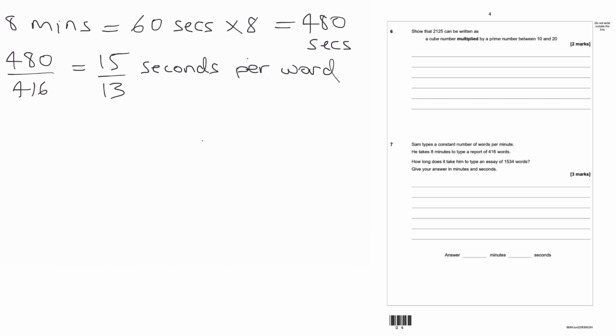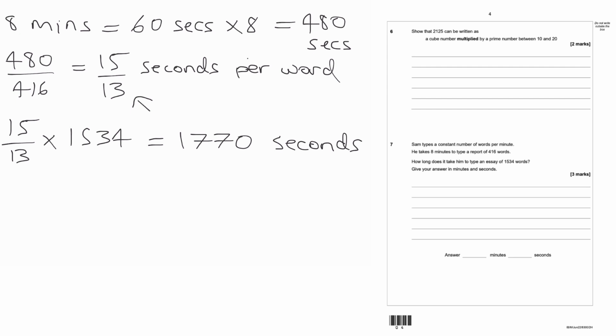So now that we've got the number of seconds per word, we want to know how long it's going to take for him to type 1,534 words. If it takes this long to do just one word, then we can just multiply this by the number of words we're looking for, which is 1,534. And this is going to tell us the amount of time it's going to take. So when we put this into our calculator, we get 1,770 seconds. So 1,770 seconds to type 1,534 words.